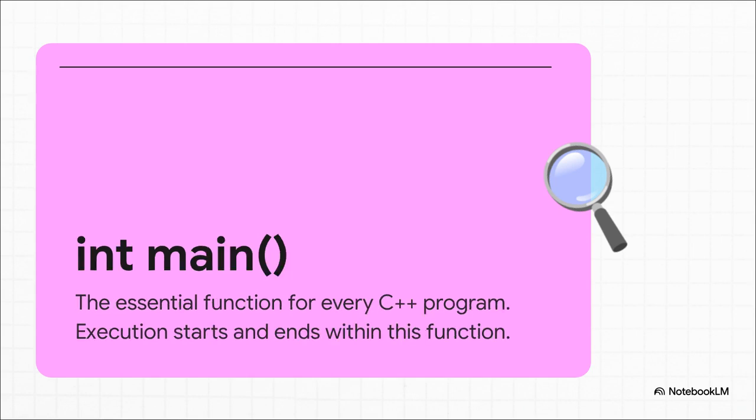Next up, you see int main. This one is a big deal. It is absolutely non-negotiable. Every single C++ program in existence must have a main function. It's the official starting line. When you hit run, the computer immediately looks for the main function and starts following the instructions inside. It really is the front door of your program. You always have to start there.